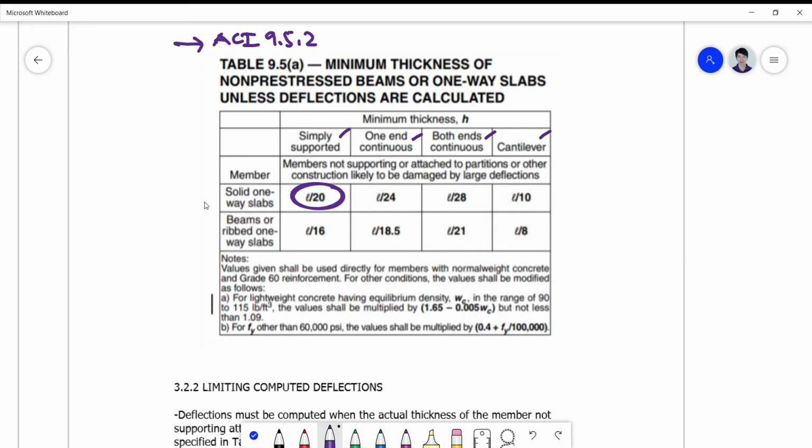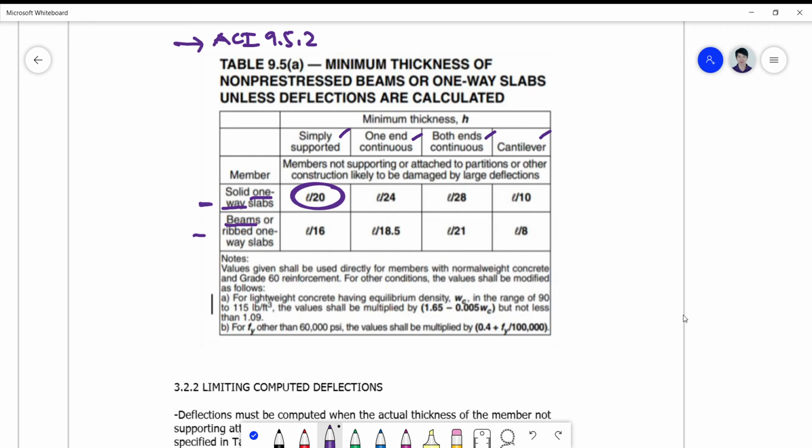So for solid one-way slabs, this is now the row to choose the requirement. And this is for beams or ribbed one-way slab. Normally we use this for beams, and we use this for one-way slabs. So how do we use this?